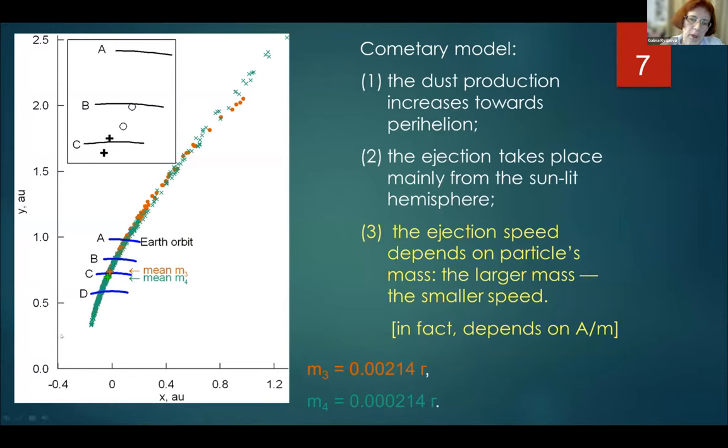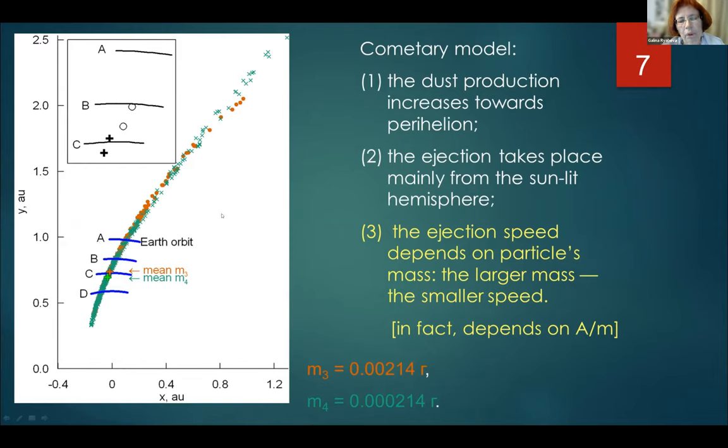What we have, this is a cross section. This is the ecliptic plane, X, Y. And we see nodes of orbits, intersections of orbits with the ecliptic plane, crossed by orange. These are larger meteoroids. And green, smaller meteoroids. And Earth crosses the stream, something like that, from right to left.